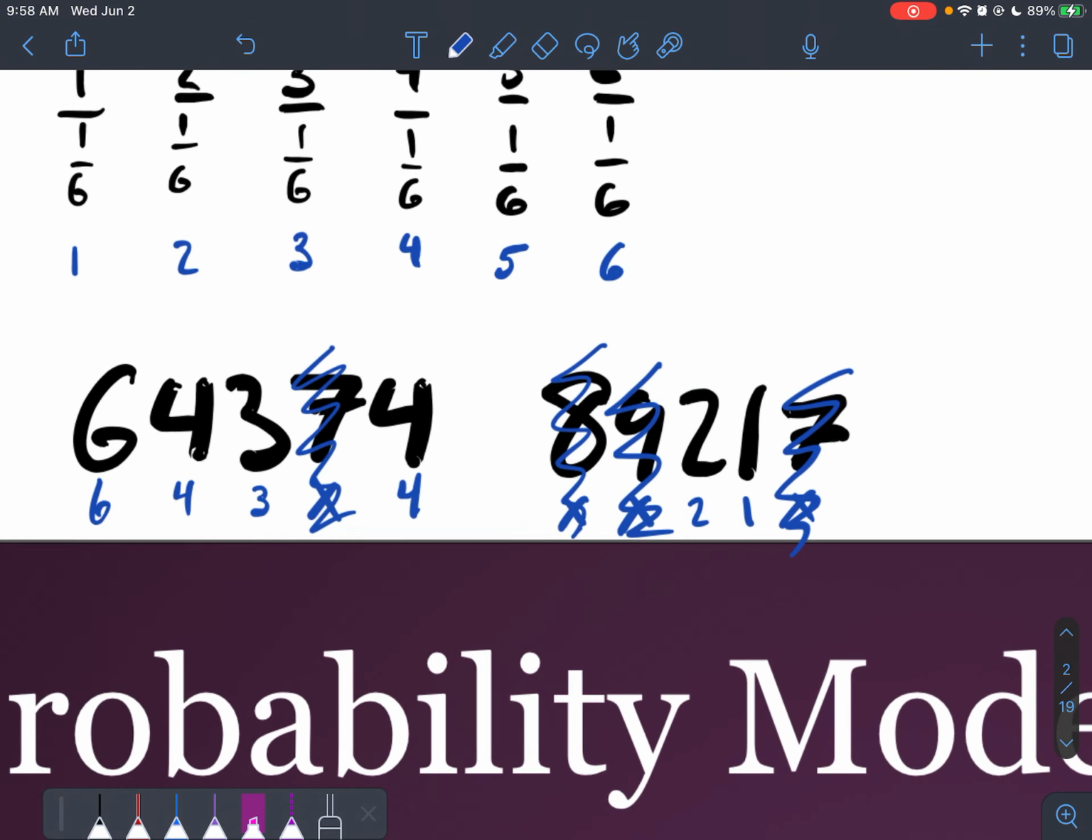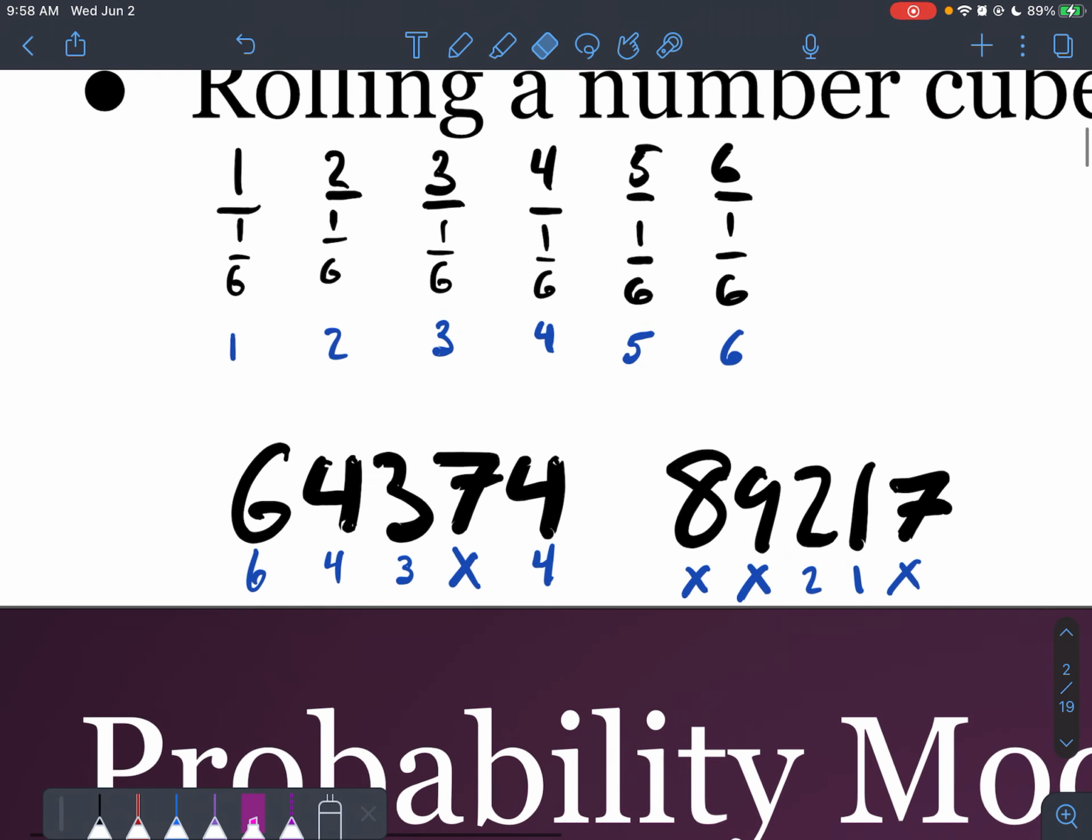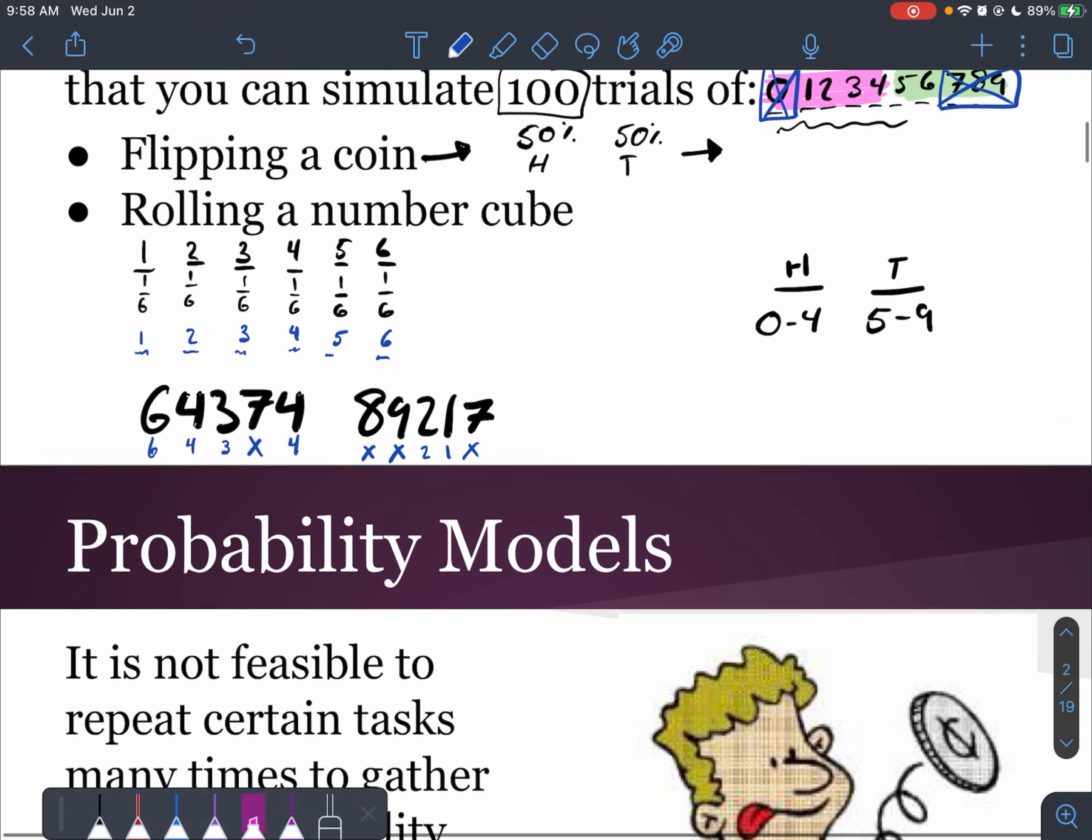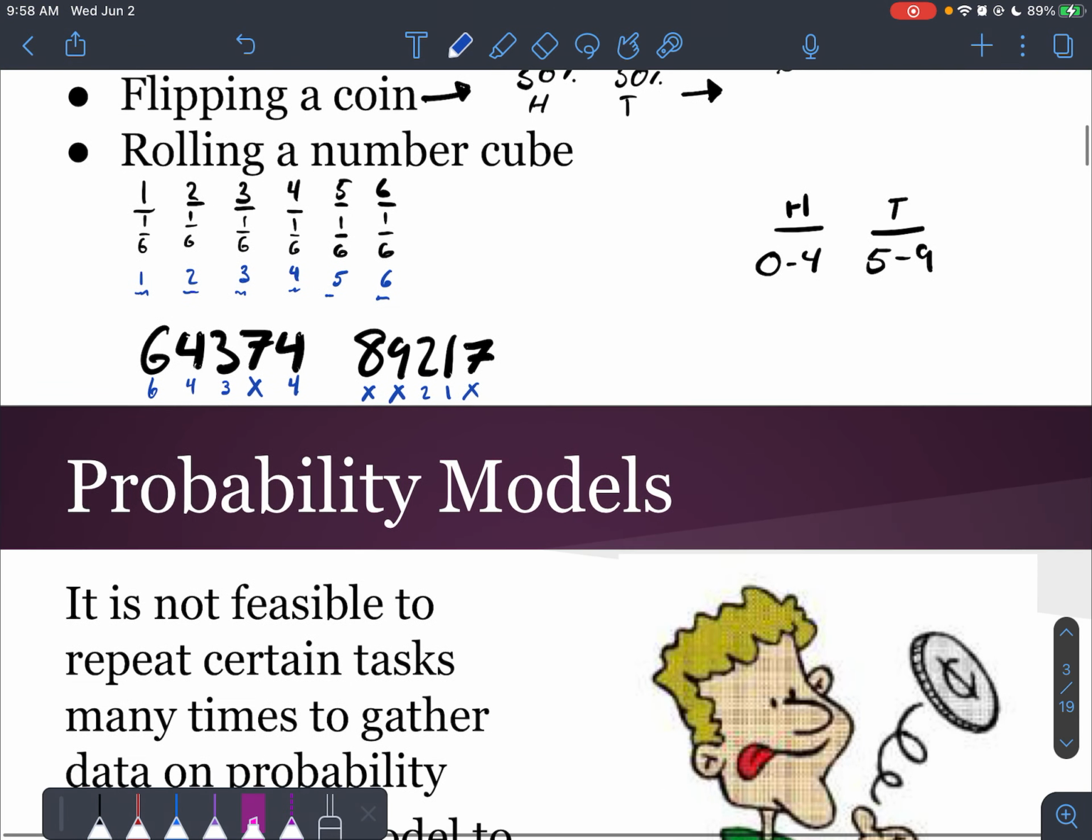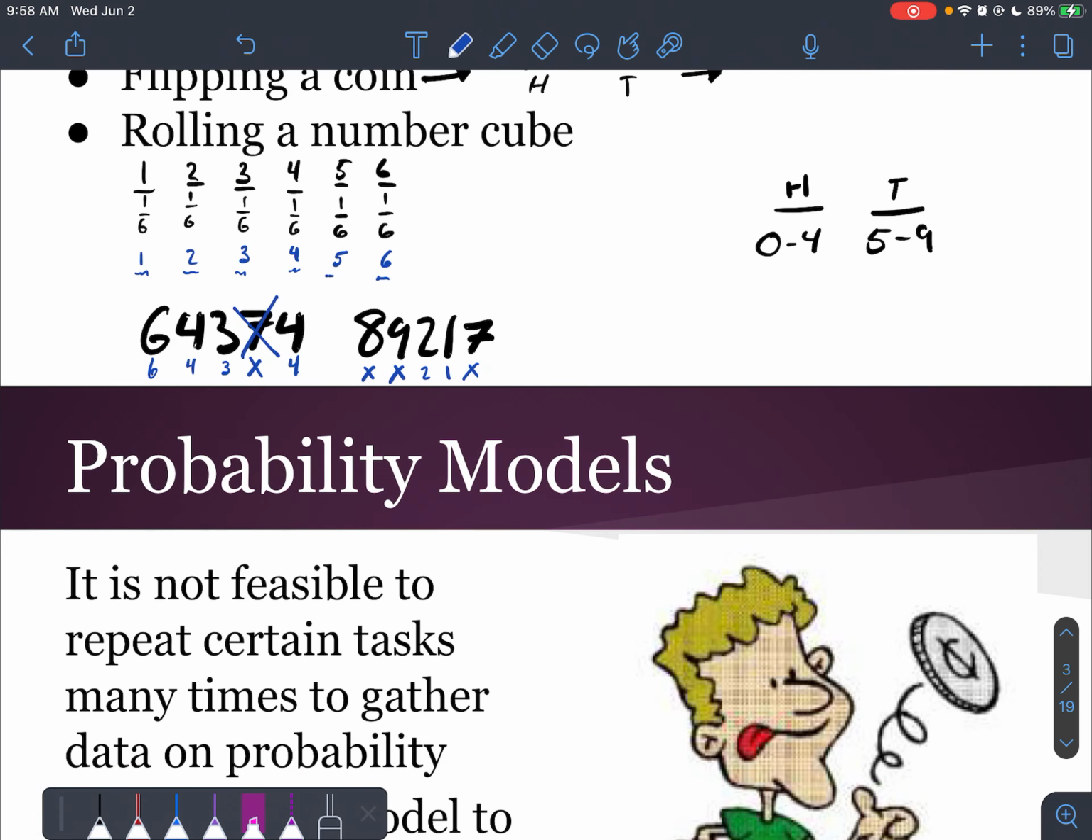So it might take a little bit longer because you are going to skip over some numbers, but what you're doing is you're forcing it. By skipping over those, you're forcing it to match up with the numbers you have there. So that's just one way that you can go about doing it with a number cube, where you omit some numbers from there.